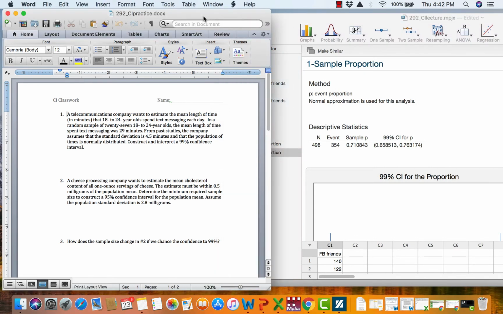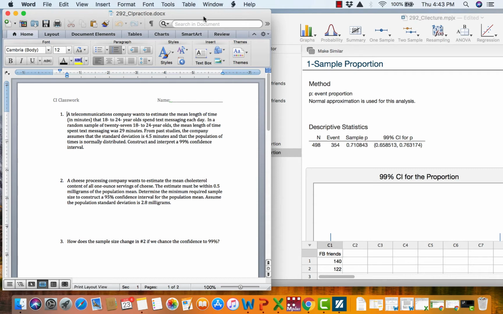Number 1, a telecommunications company wants to estimate the mean length of time in minutes that 18 to 24-year-olds spend text messaging each day. In a random sample of 27 18 to 24-year-olds, the mean length of time spent text messaging was 29 minutes. From past studies, the company assumes that the standard deviation is 4.5 minutes, and the population of times is normally distributed. Construct and interpret a 99% confidence interval.